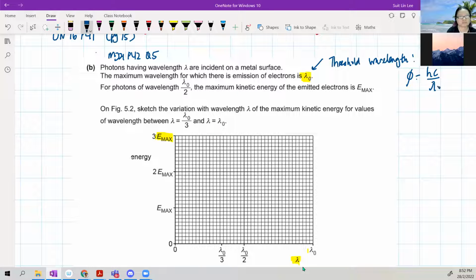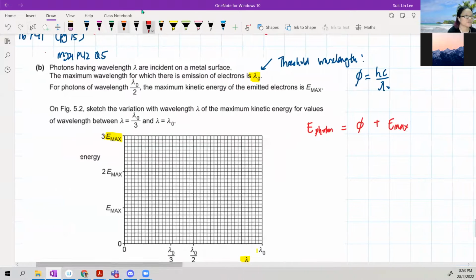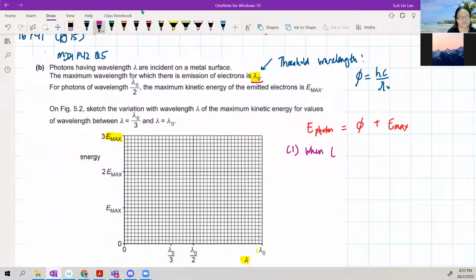which corresponds to your minimum energy required, basically your work function, hc over lambda naught. When the photons have a wavelength of lambda naught over 2, the energy of photon is equal to work function plus Emax. Based on their information, this is the first one: when energy of photon is equal to work function, Emax is 0. So when energy of photon is hc over lambda naught.